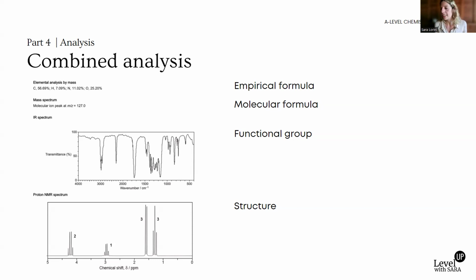Then you are given the infrared spectrum. Once again, you could be given this as a table with the key wave numbers, or the actual spectrum where you need to, of course, recognize the peaks. And remember, the key thing about the infrared is that it gives us information on the functional group. It's relatively simple.